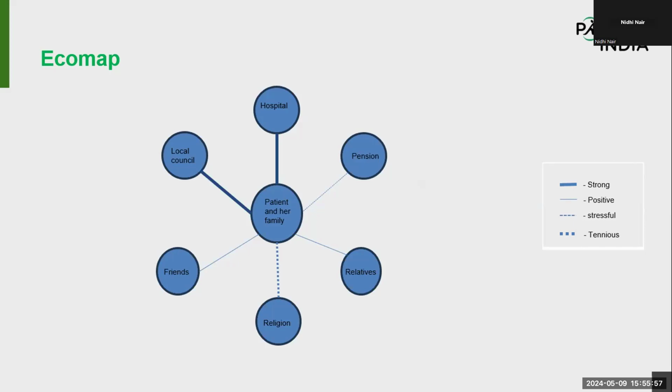In the case of friends and relatives, they have a positive relationship and they care about her condition. In the case of religion, she has a stressful relationship. In the case of her pension, she gets an old age pension, but for the past 6 months it has stopped, because the government has not been providing the old age pension for around 6 months.